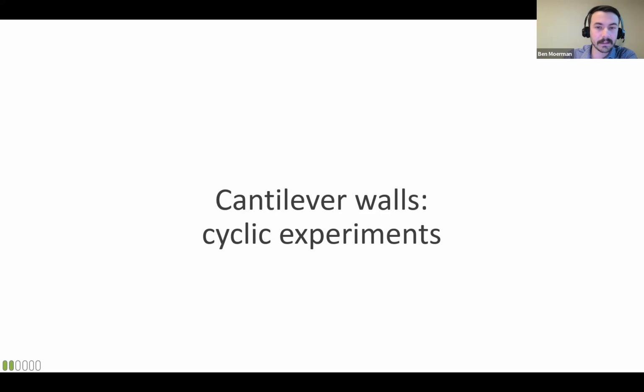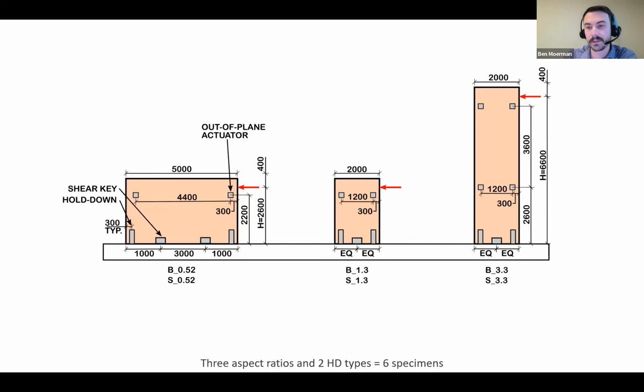So first is just cantilever walls, and we wanted to do some cyclic tests. And basically those two connections I showed earlier with the dowels and the screws, we knew uniaxially we could get really high capacities out of the connections, but then we wanted to put it together into a wall system and push and pull on it and see how the walls behave.